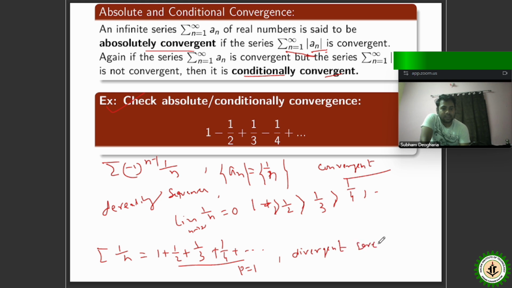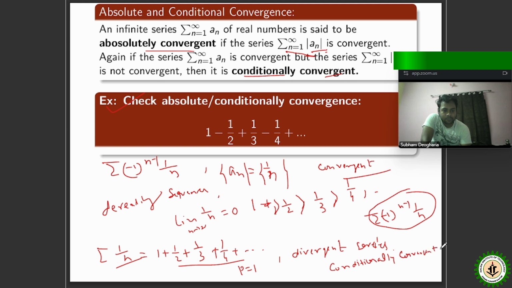So here the main series is convergent, but the mod of that series is not convergent. So this is conditionally convergent but not absolutely convergent.